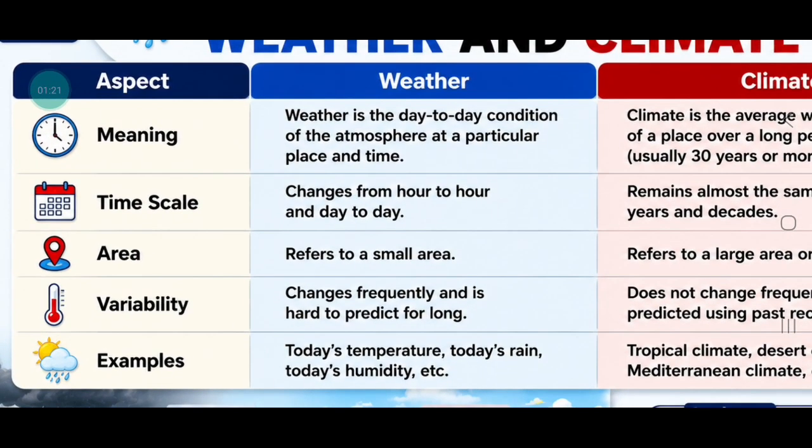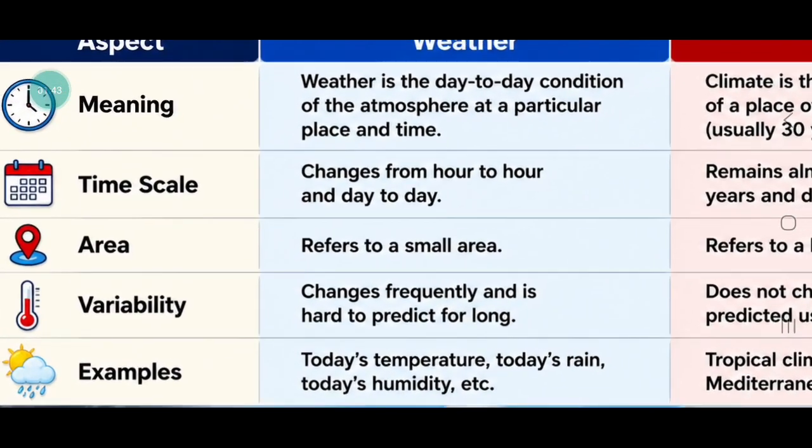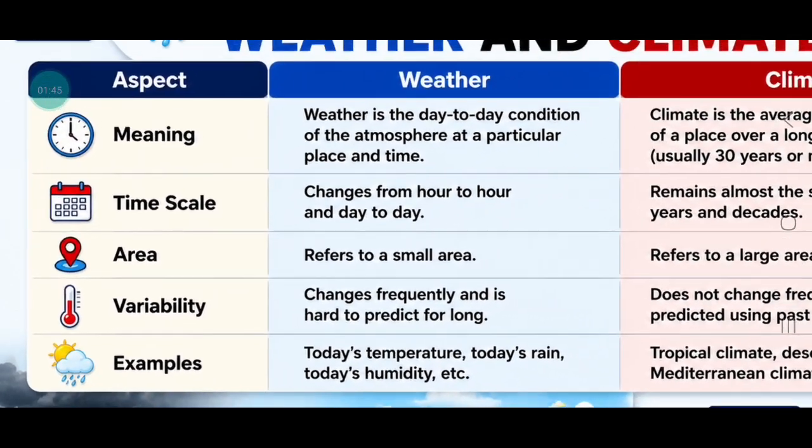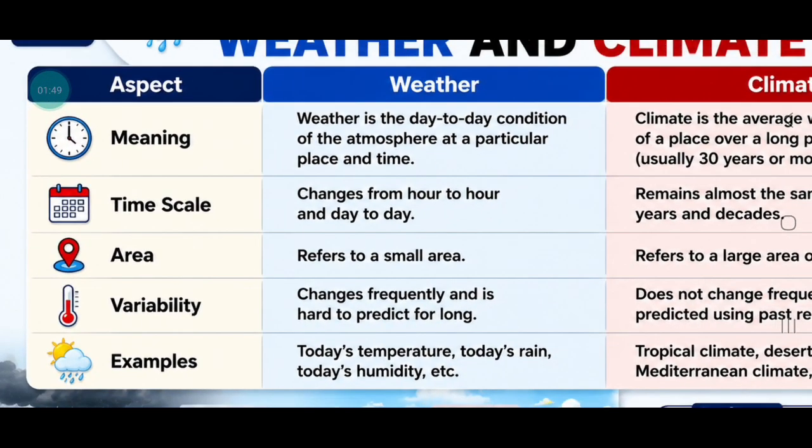So weather refers to a small area. Small area means a village, a town, a city. Here weather phenomena take place. Suppose in your village there is rain, and in the next village there is no rain. So somewhere rainy, somewhere stormy, somewhere cloudy, somewhere sunny. This way, you can see area-wise differences here. In small areas, weather conditions prevail.